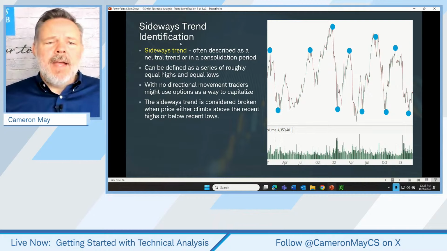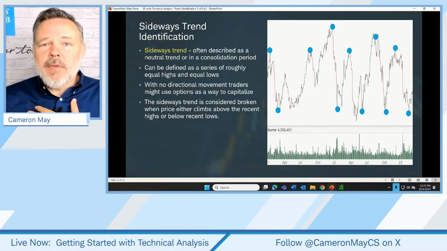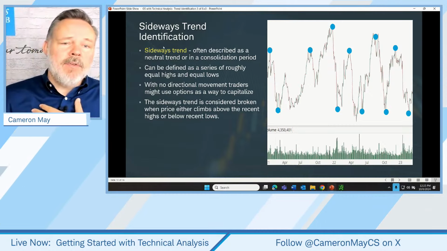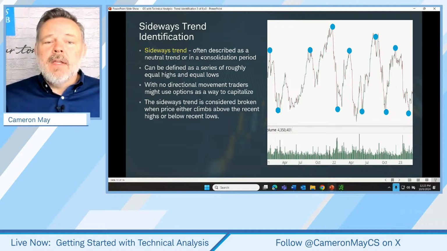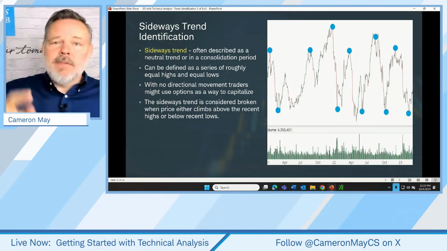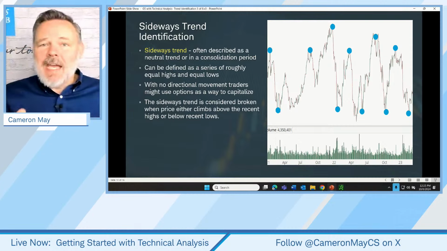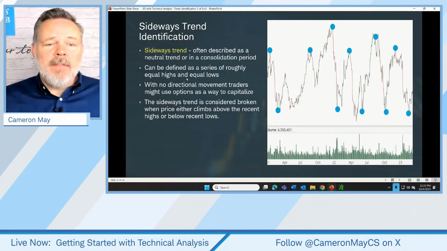Instead, what we might see are roughly equal highs and equal lows, or a term that I'll commonly use is just similar highs and lows. Anyway, so a sideways trend is often described as a neutral trend, or yes, you'll hear us use the word consolidation. The price is just consolidating sideways. It's not going up, it's not going down net, just going sideways. It can be defined as a series of roughly equal highs and roughly equal lows.